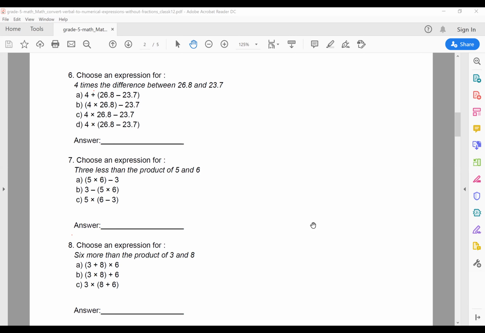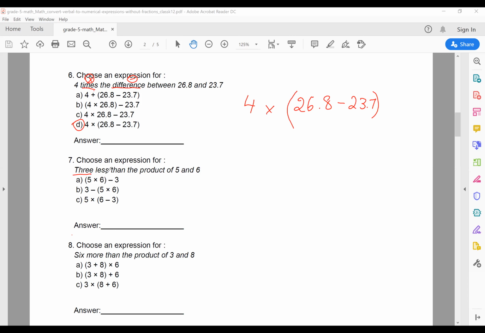Okay. 4 times the difference between 26.8 and 23.7. Times means multiplication, difference means subtraction. So 4 times, why do I add parentheses? Because to show the importance that I should start with the difference, 26.8 minus 23.7. Okay, so it would be option D.